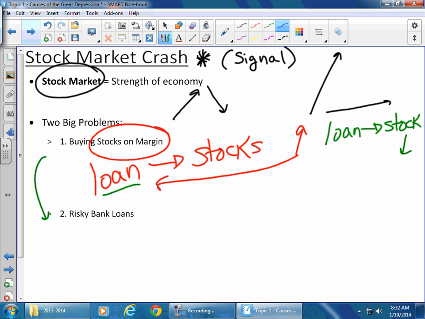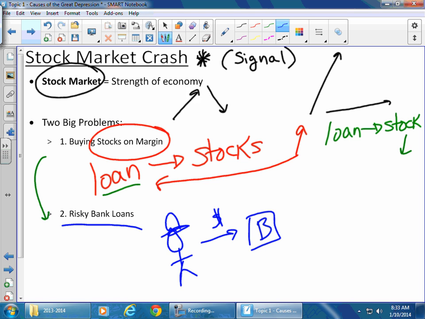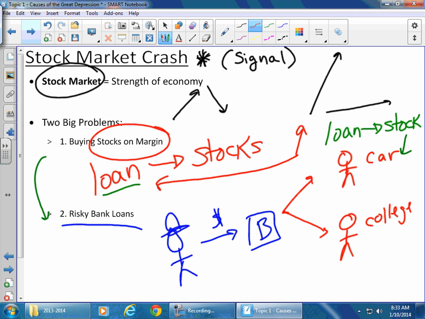Banks were making risky loans to people who were buying stocks on margin. Basically, the way a bank works, so here's a bank, and that's me, and I want to put some money in the bank, so I'll give my money to the bank because I want to make some interest, or I'm trying to save money. The bank will then turn around and take my money, and this may sound unfair to you, but it's the way the world operates. The bank will take my money and give it to other people in the form of loans. So let's say this person wants to buy a new car, and this person's going to college. They go to the bank asking for money for a loan.